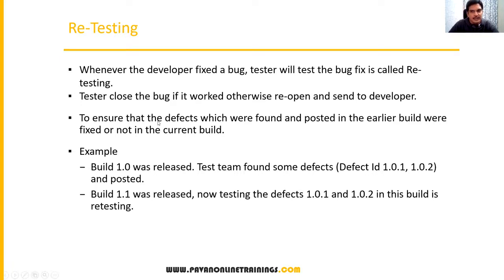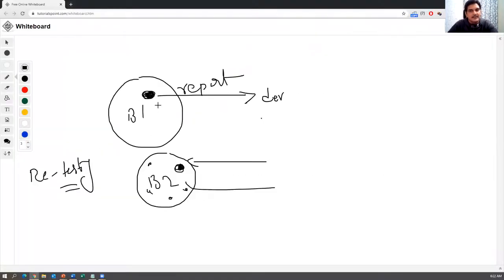And to ensure that the defects which were found and posted in the earlier build were fixed or not in the current build. So the main intention of conducting retesting is to check whether the bugs we reported in the previous builds are fixed in the new or current build or not. That is the main intention of doing retesting.